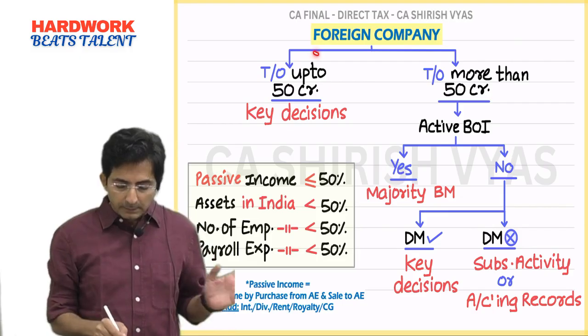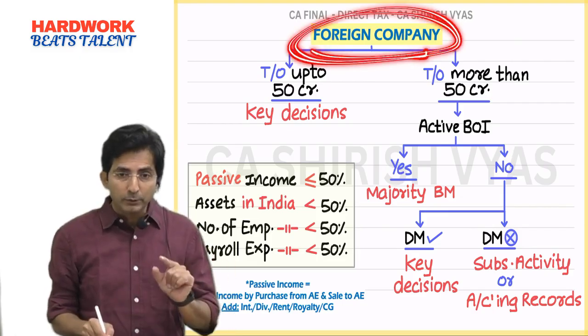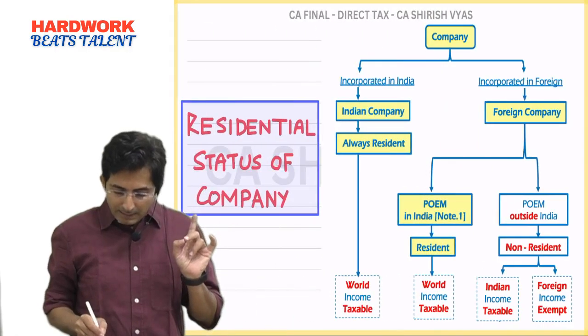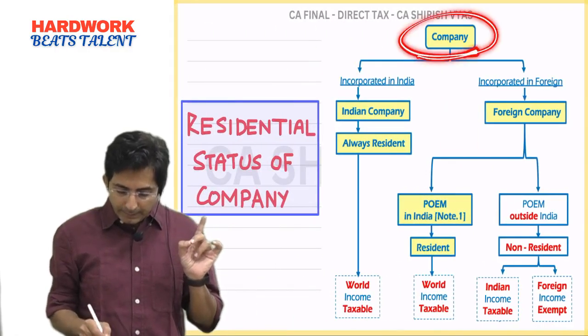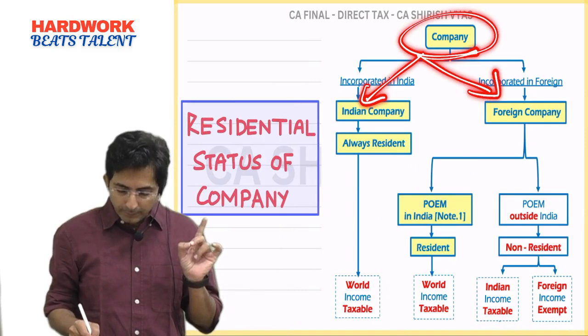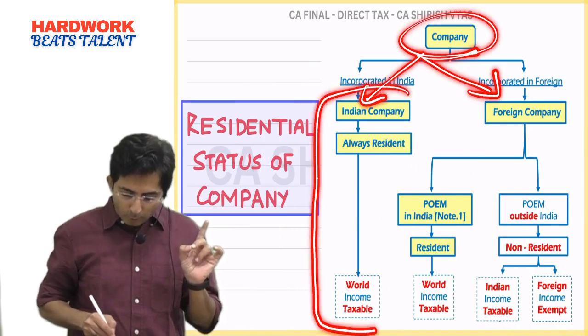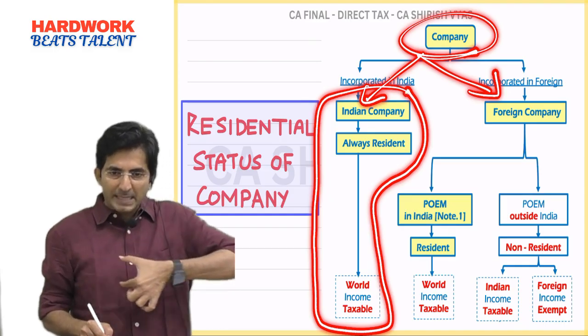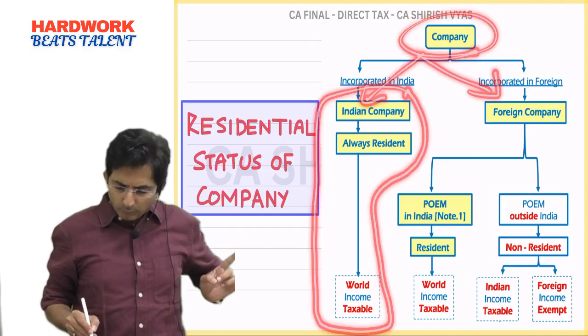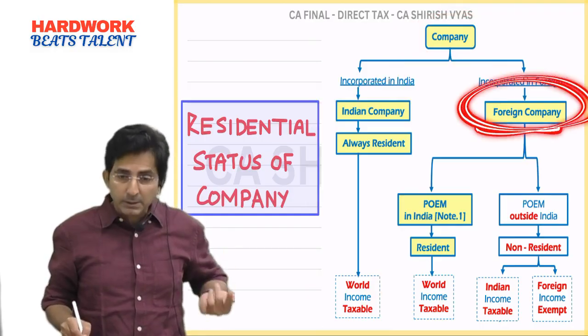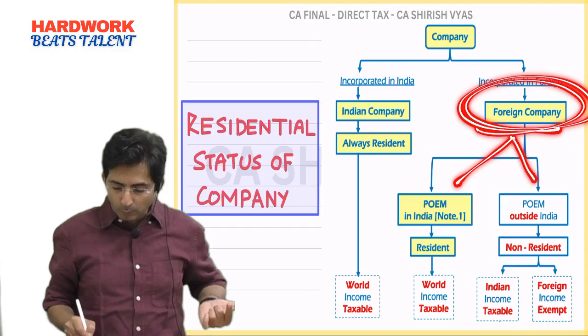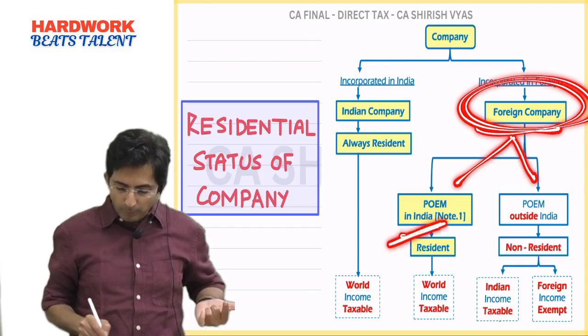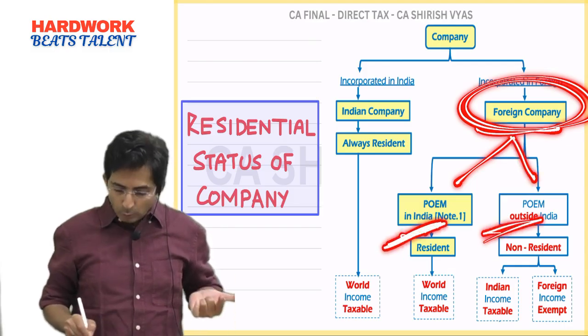Tell me, this is working for a foreign company. Did you see? Look here. Actually, it was like this. Indian company, foreign company. Indian company job got over here only. An Indian company always has a tag of resident. For foreign companies, we were struggling to figure out what? Whether their POEM is in India or outside India.